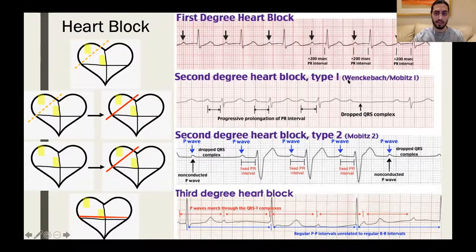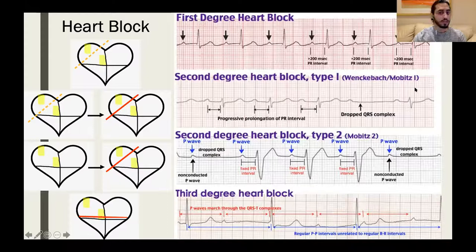Second degree Mobitz 1, which is the Wenckebach, which we just saw. If there are any intermittent problems with the conduction between the SAN and the AVN, it can lead your PR interval to lengthen. And then what happens in second degree heart block is suddenly you drop a beat. Something causes your electrical potential to not be conducted between the SAN and the AVN, and that's why you drop your beat. So you have lengthening, lengthening, lengthening of your PR interval, and then suddenly you miss a beat. That's what you see in type 1.